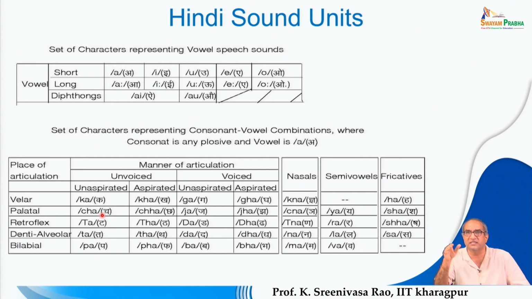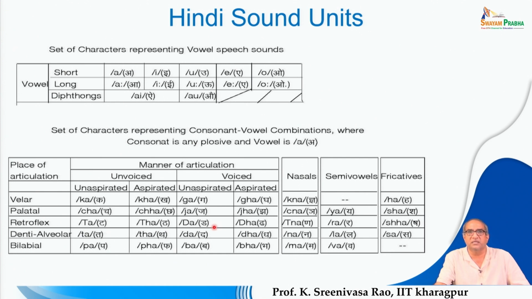So, we have seen that there are different positions in the vocal tract. By providing a constriction at each place, they result in different sound units. Here you can see cha, chha, ja, jha, na. These 5 sounds are produced by providing a constriction at a palatal position.